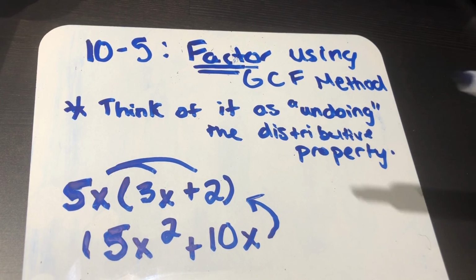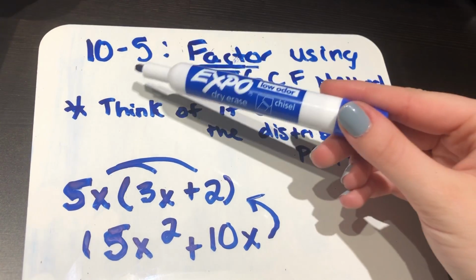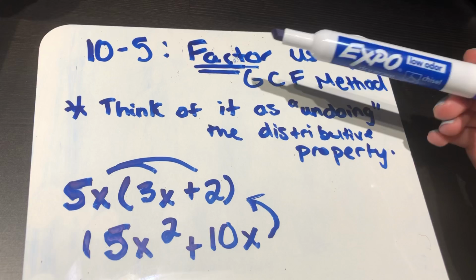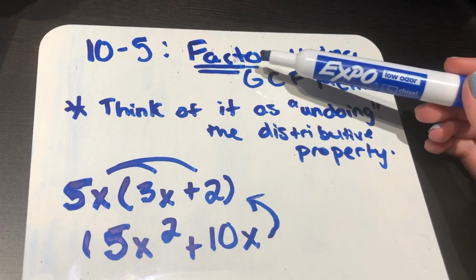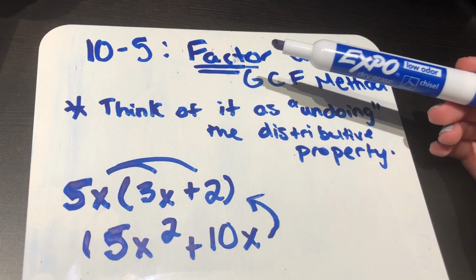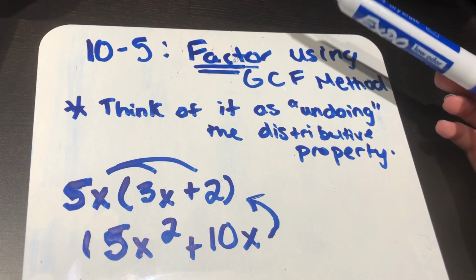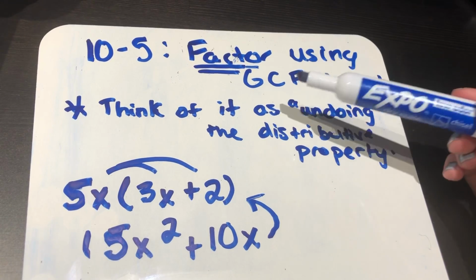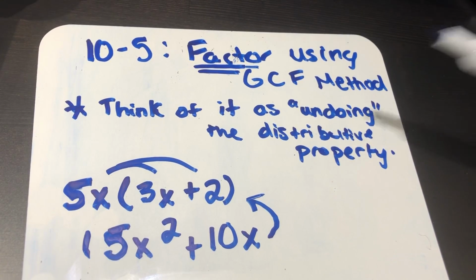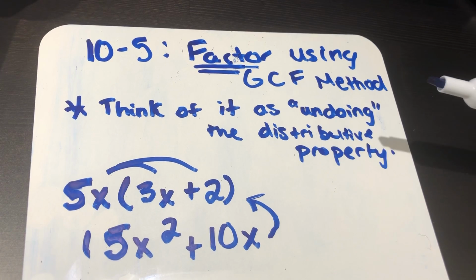Okay, so our new lesson is going to be 10-5, and it's something called factoring. We're going to learn a few different methods for factoring, and this is the first method, called the GCF method. So we're going to be factoring using the GCF method.